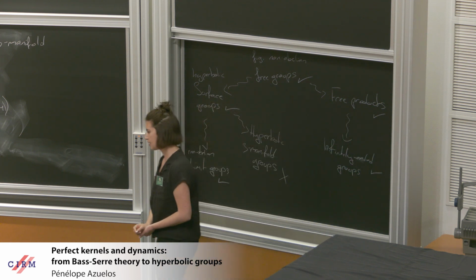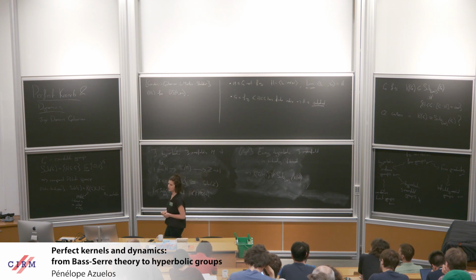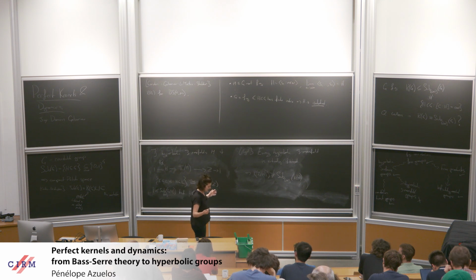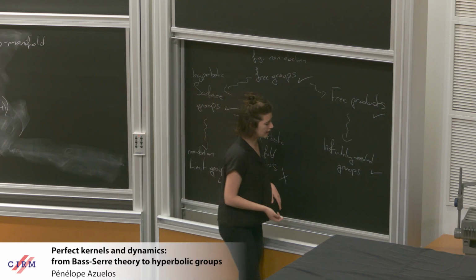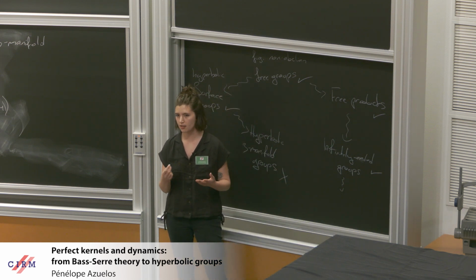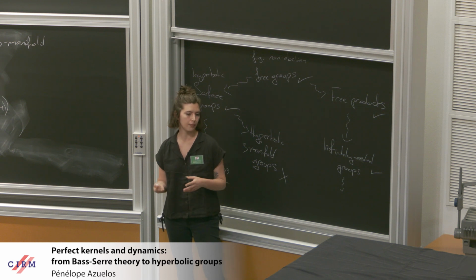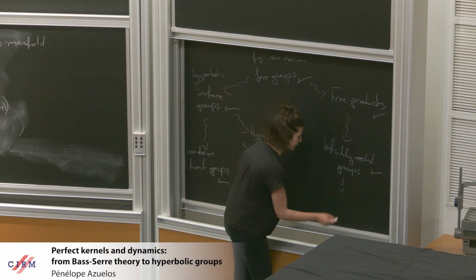And lastly, another interesting kind of action on a tree is one where instead of requiring that individual edge stabilizers be finite, you ask that stabilizers of sufficiently long paths are finite. So these are known as acylindrical actions. And what we'll see is that you can say something about the perfect kernel of a group which acts in this way on a tree, but ultimately, you're going to need more information about the group itself. It's not going to tell you what you need to know about every single subgroup.